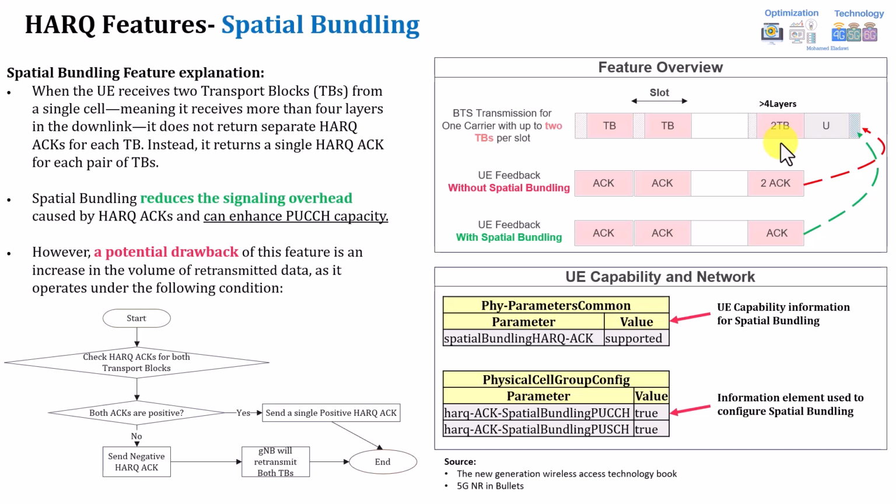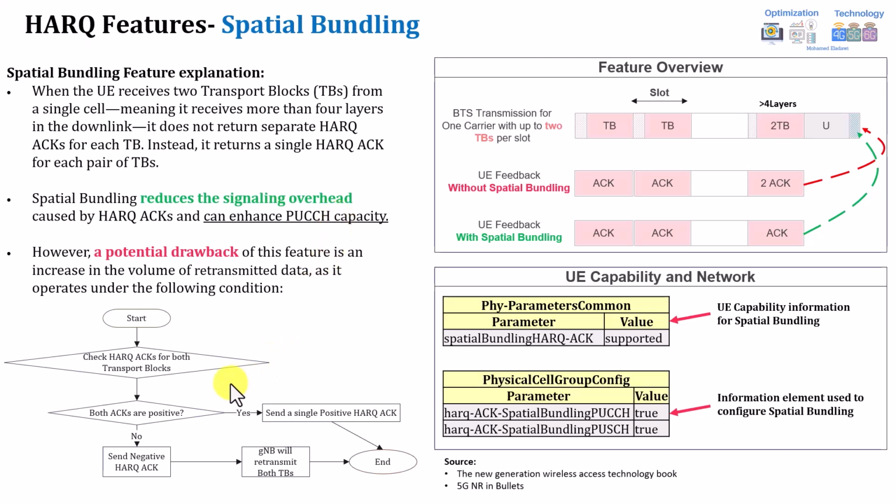And in case this feature is being used, you can send one acknowledgement to acknowledge both transport blocks. For example, if you look at the bottom figure here, initially the user will check the HARQ acknowledgement for both transport blocks. If he finds that both transport blocks were received and both of them are positive, then he will send a single positive HARQ-ACK, as you can see here, just a single one, not two. This will give a significant improvement in terms of the uplink overhead, for the PUCCH capacity.